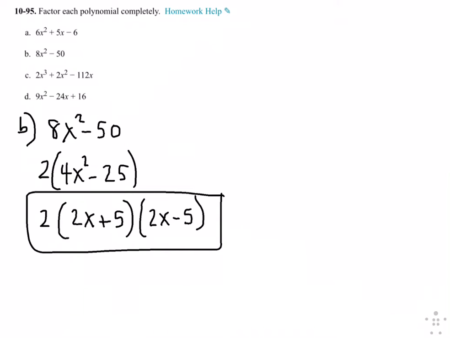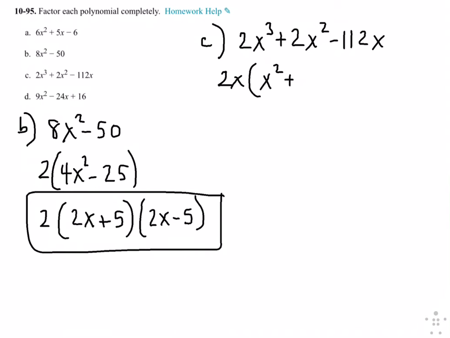For C, we could do C here, right? We have 2x cubed plus 2x squared minus 112x. First thing, we factor the GCF out, which is 2x. So I'm left with x squared plus x minus 56, right? 56.